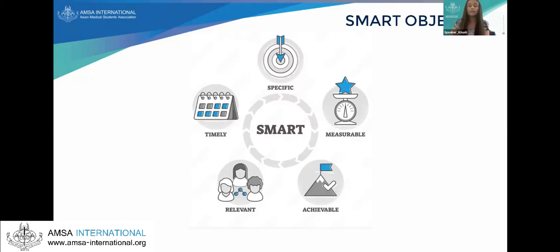Then third, that goes with A, is achievable. That is, can it be attainable within the given time and with the available program resources? The fourth is relevant. Does it accurately address the scope of the problem and programmatic steps that can be implemented within a specific time frame? And fifth, or the last, the T of the SMART objective is time bound. It specifies a time frame indicating when the objective will be measured or a time by which the objective will be met.